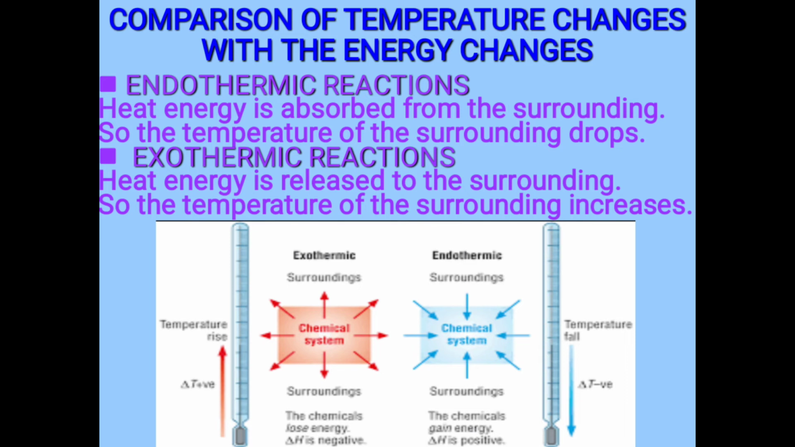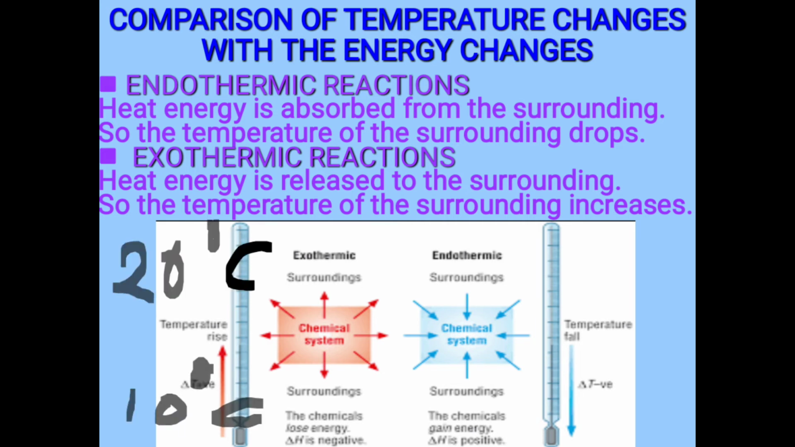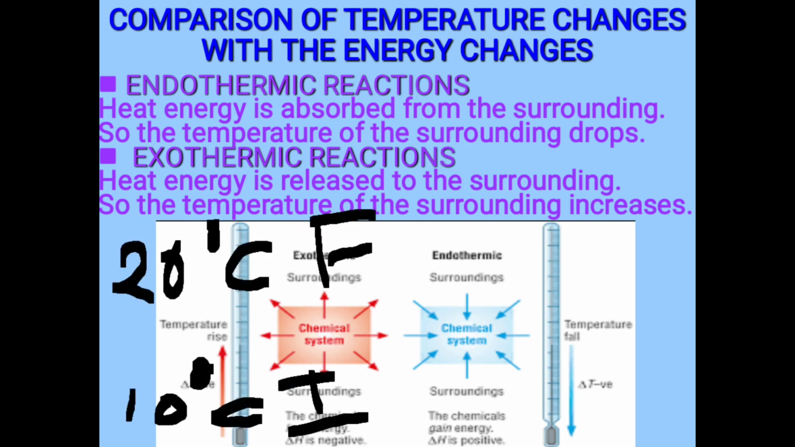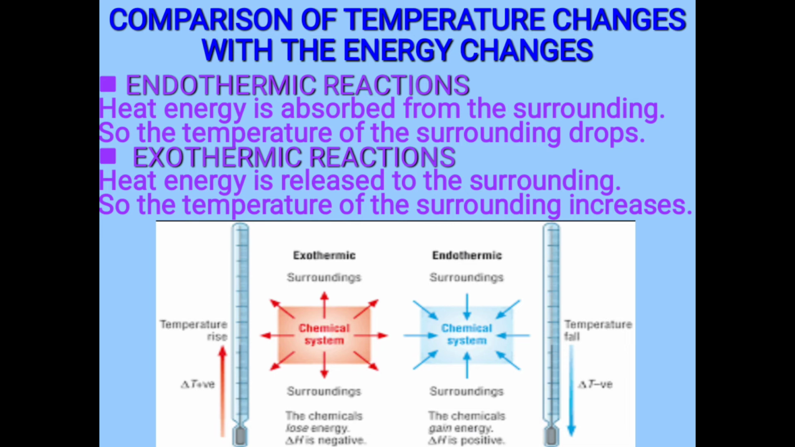So therefore, in this case, if we began, say, at 10 degrees Celsius, and the temperature has risen to 20 degrees Celsius, of course, we have final temperature and initial temperature. So if we are to get the difference, we shall have to subtract the initial temperature from the final temperature. That is 20 minus 10. And we end up getting 10 degrees Celsius, which is positive. So temperature change here in exothermic reaction is positive.